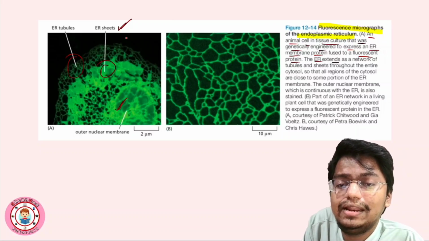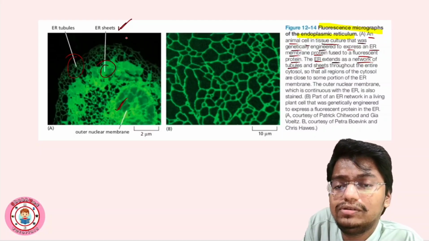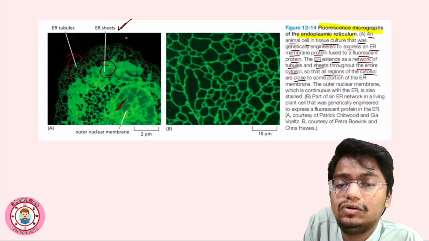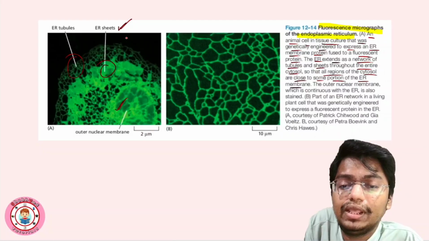The ER extends as a network of tubules and sheets throughout the entire cytosol, so that all regions of the cytosol are close to some portions of the ER membrane. The outer nuclear membrane, which is continuous with the ER, is also stained. Right? We can see the green stain here.